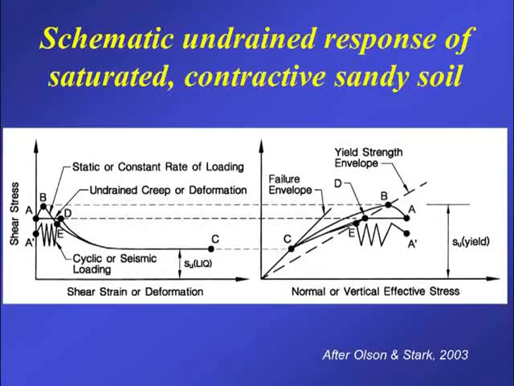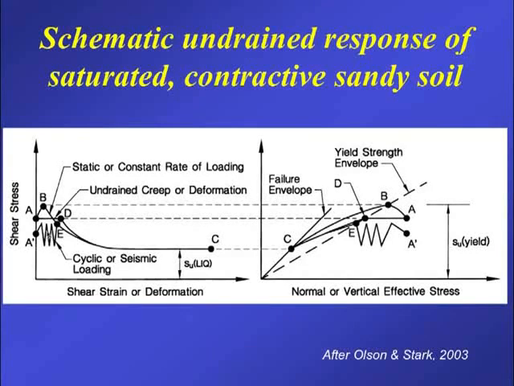So here's a schematic of the undrained response of saturated, contractive, sandy soils. And on the left, you see generic stress-strain curves starting from an initial static shear stress and then rising to a peak and then strain softening to some liquefied undrained strength. And you can see here it's trying to illustrate the variety of triggers. You can have a static trigger, or you can have undrained creep or deformation from A to D, or you can have cyclic loading that might trigger that strain softening.